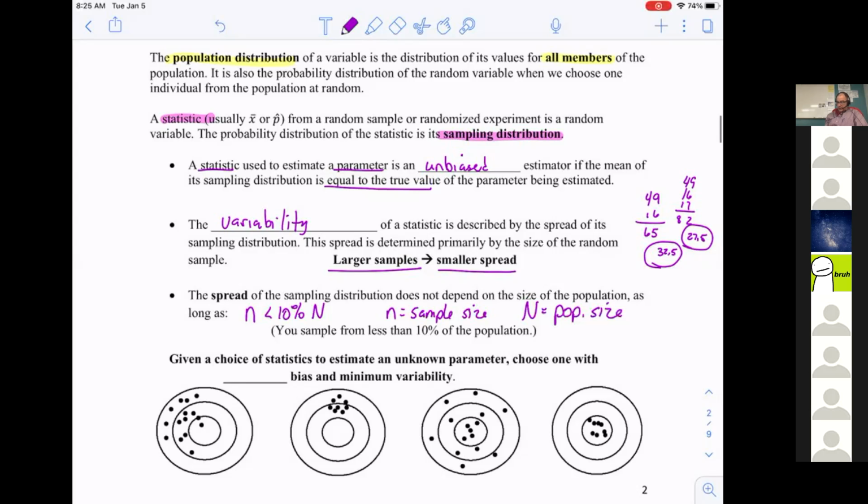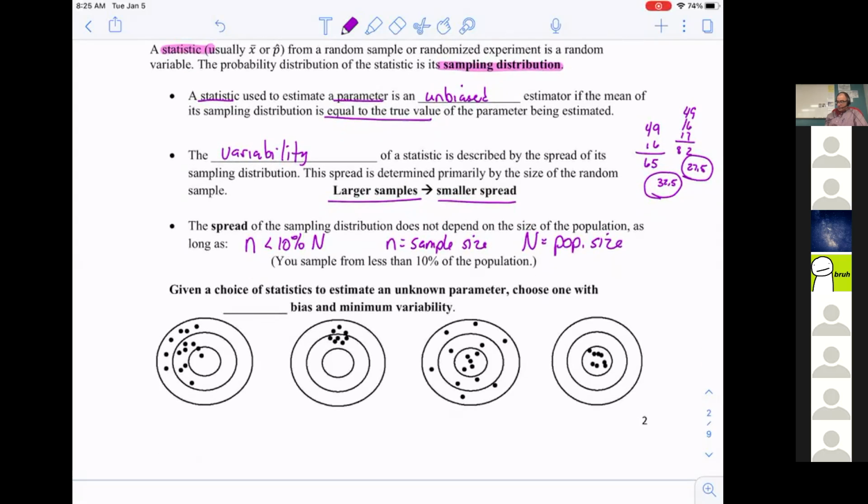All right. Moving forward, use a sample from less than 10%. Okay. Given a choice of statistics to estimate an unknown parameter, choose one with no or low bias and minimum variability. So if we look at this one, your accuracy is going to be very inaccurate. Therefore this one represents high bias.